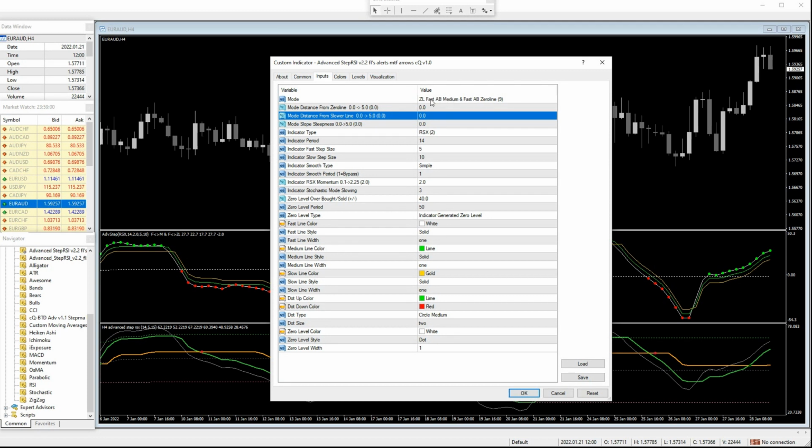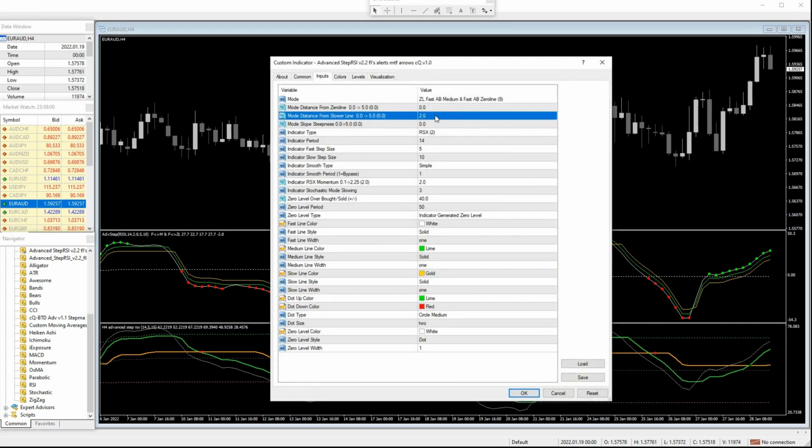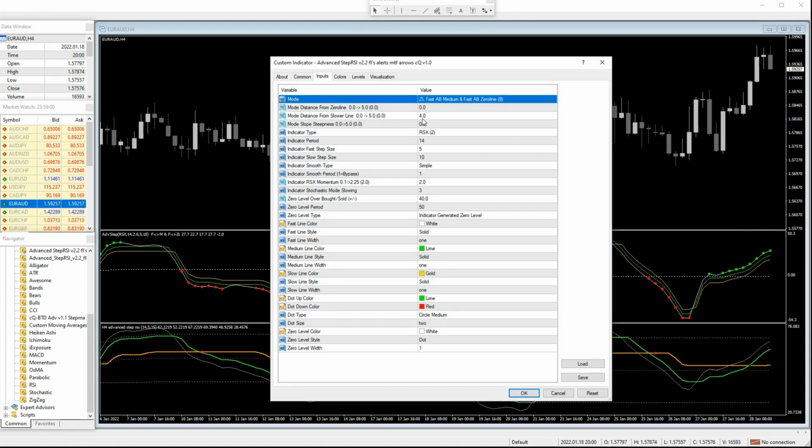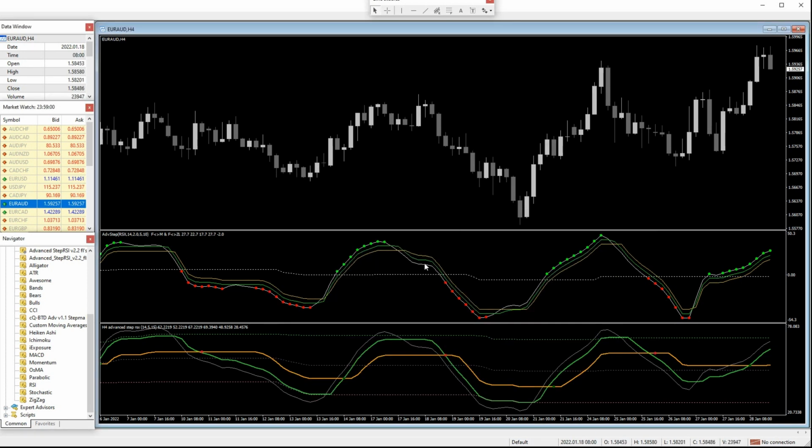Okay, the distance from the slower line is where, for example, this one, fast and medium, the distance has to be, I'll put that at 2 and see what it does. Okay, it didn't do much. We'll try 4 again. In order for it to draw a dot, the fast would have to be above the medium by at least 4, or the fast would have to be below the medium line by -4. And what it does is it starts to just go sideways. It will reduce the false signals.